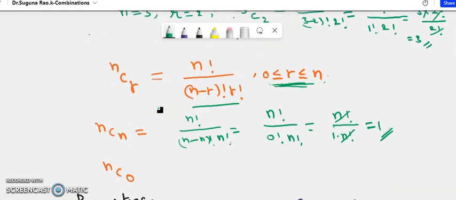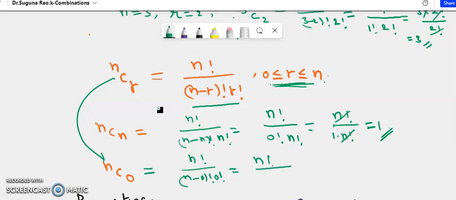Now, if r equals 0, then the formula is converted into n factorial by (n minus 0) factorial into 0 factorial. That equals n factorial by n factorial into 0 factorial, which is 1. The n factorials are cancelled and we have 1 also. So if r equals n, nCr equals 1. If r equals 0, nCr equals 1.